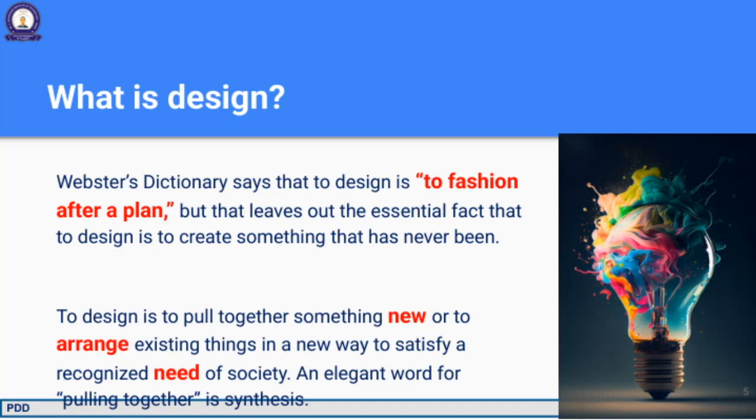When we look at Webster's dictionary, it defines to design as to fashion after a plan. But I think it's important to recognize that this definition leaves out a really key point. To design is actually about creating something that's never existed before. It's not just about following a plan, it's about innovation and originality. To truly design, you're either pulling together different elements in a new way or arranging existing things in a way that hasn't been done before. And you're doing this to meet a specific need in society, to solve a problem or fulfill a desire.